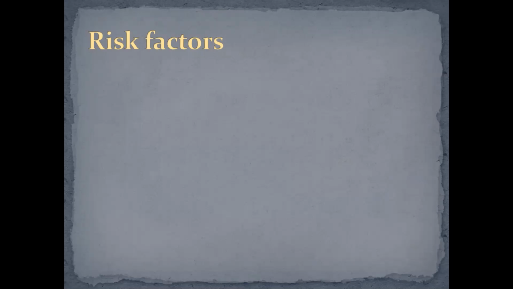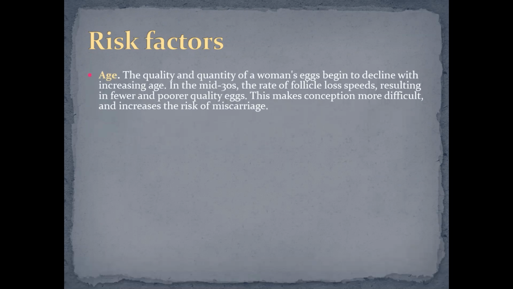There are also some risk factors that predispose to the development of infertility. What are these risk factors? First of all, it's age. The quality and quantity of a woman's eggs begin to decline with increasing age. In the mid-30s, the rate of follicle loss speeds up, resulting in fewer and poorer quality eggs. This makes conception more difficult and increases the risk of miscarriage. As we know, the incidence of miscarriages, spontaneous abortions, and chromosomal abnormalities increases with the woman's age.